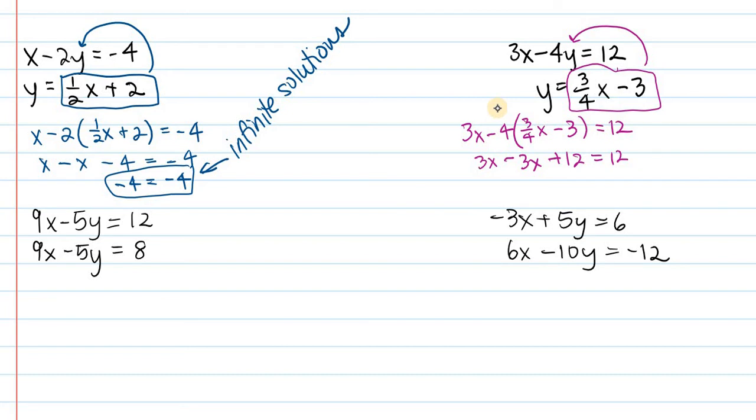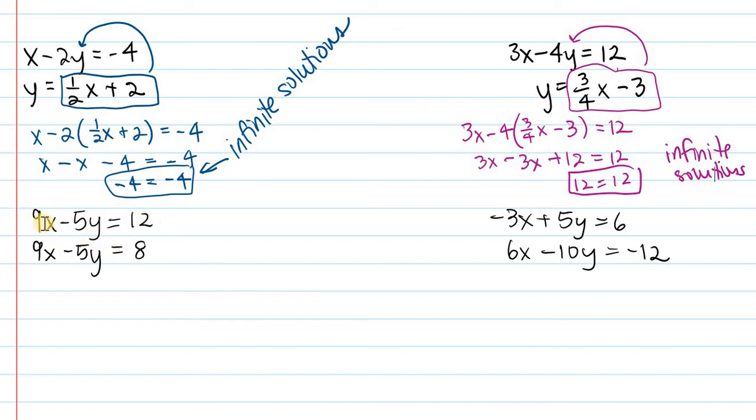What happens to 3x minus 3x? That equals 0 x's, so I just get 12 equals 12. That is a true statement. 12 does in fact equal 12, so I would conclude infinite solutions. Great. Let's try this example.